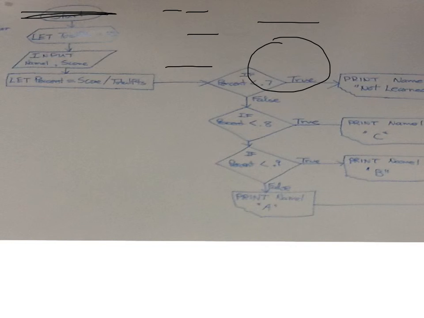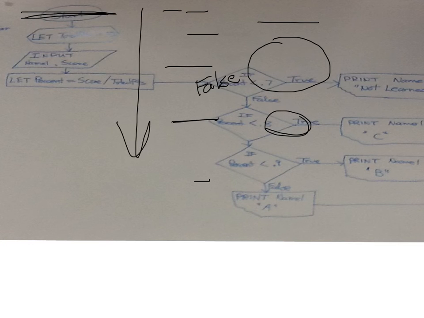I forgot my false here, I'm surprised a student didn't catch that. So if it's false, you look at this category, if it's false, then we go down and print the A. But if this is true, we're going to print a B. You get it? How that flows? This one comes back over here, and they come back together here. And then we stop.